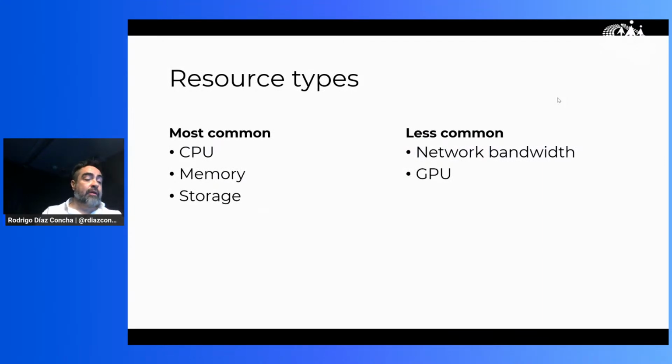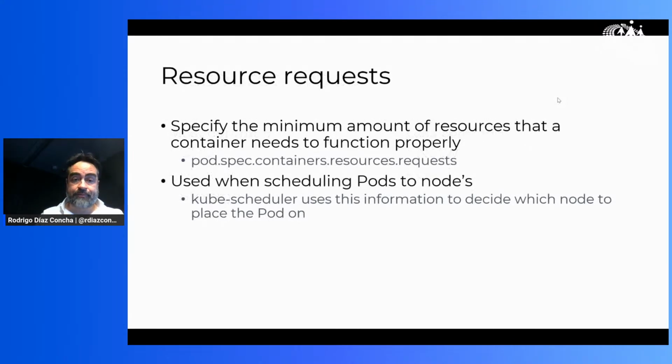When I'm talking about resource types, I'm talking about CPU most of the time, right? This is going to be CPU or memory or storage, okay? In this session, I'm going to focus on CPU and memory. But of course, you can set some boundaries around storage as well. We're not going to see that in this particular session. And there are other less common resource types, such as network bandwidth and GPU resources as well, okay? However, I'm going to focus on CPU and memory.